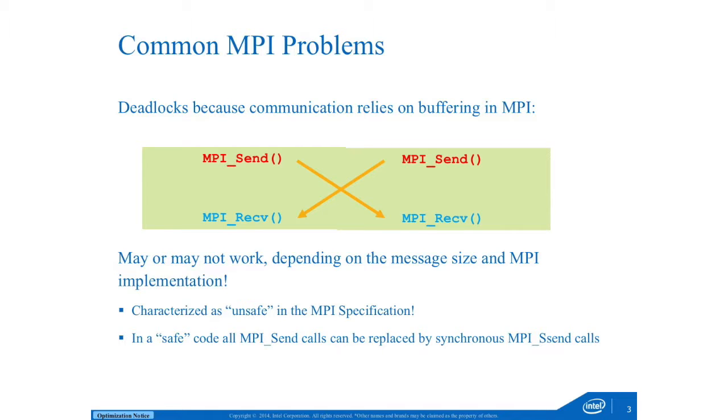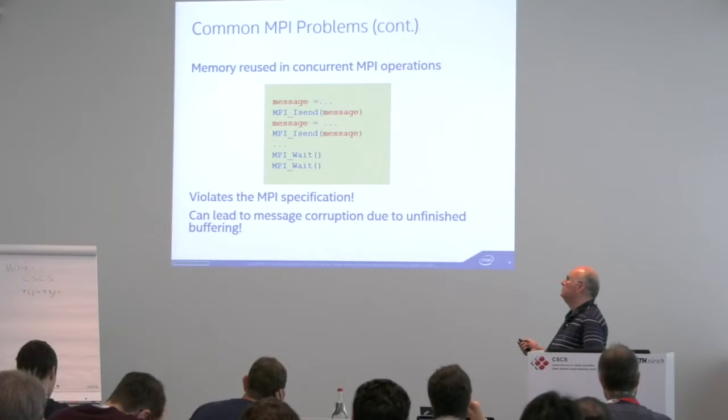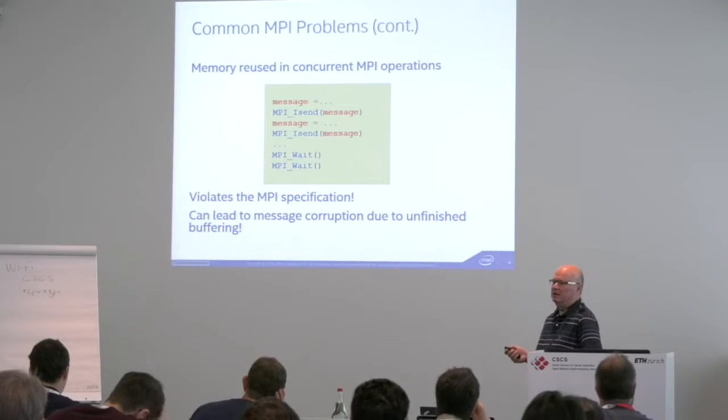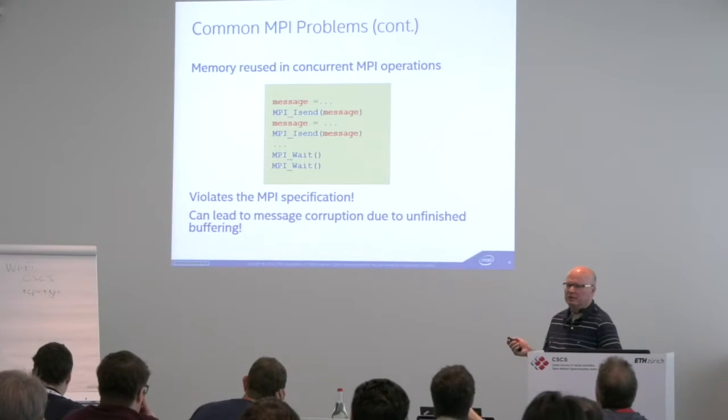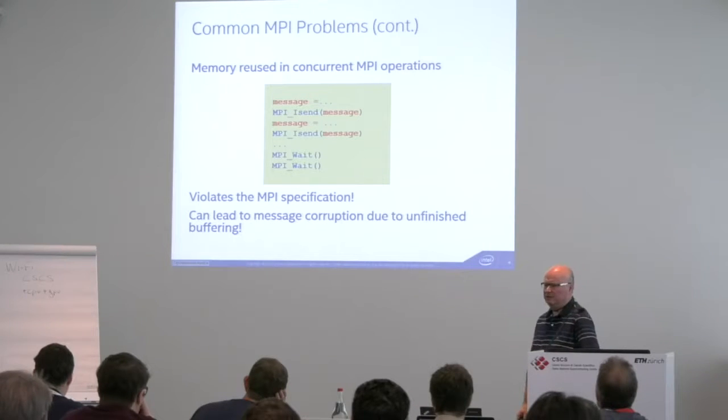Another thing would be something like memory reused in a forbidden way. For example, you define a message buffer, use an MPI send, and then you redefine the message buffer before having an MPI wait or MPI test to finish the iSend and give the message buffer free again. So this situation would also be found by the message checker.